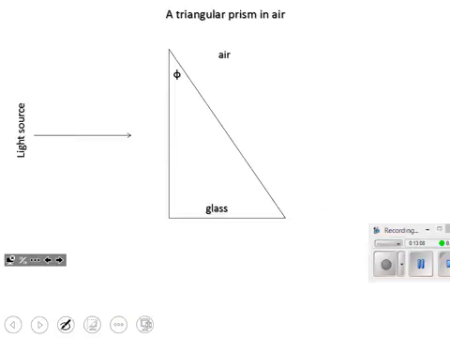We got light here. All this is air. Everything out here is air. And then here's some glass. Remember, N of a vacuum is 1. N of air is really close to 1, so we just call it 1. But the bottom line is, for sure, N of glass is bigger than 1. Everything is bigger than 1, even air, but air is close enough to 1 that we just use 1.